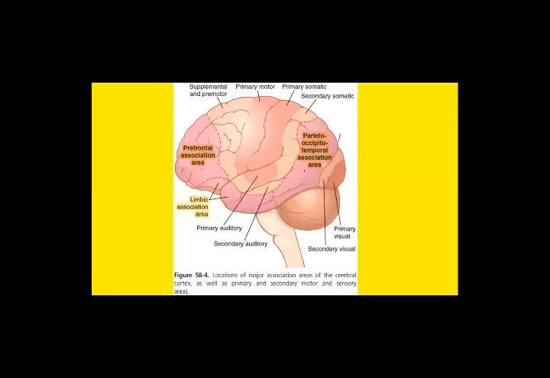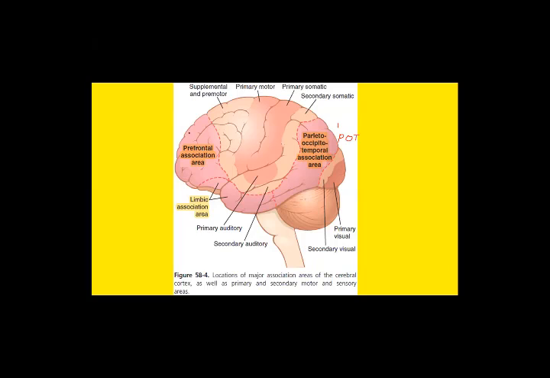parieto-occipito-temporal association area, commonly denoted as POT association area. As the name indicates, this area is responsible for connecting the 3 lobes of the cerebral cortex: parietal lobe, occipital lobe, as well as temporal lobe. So this is the first of the 3 association areas.